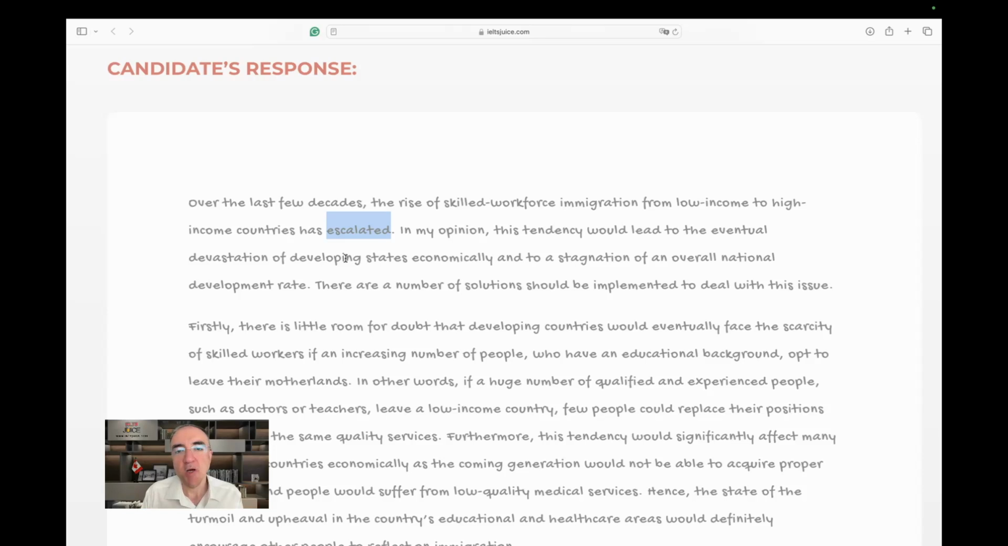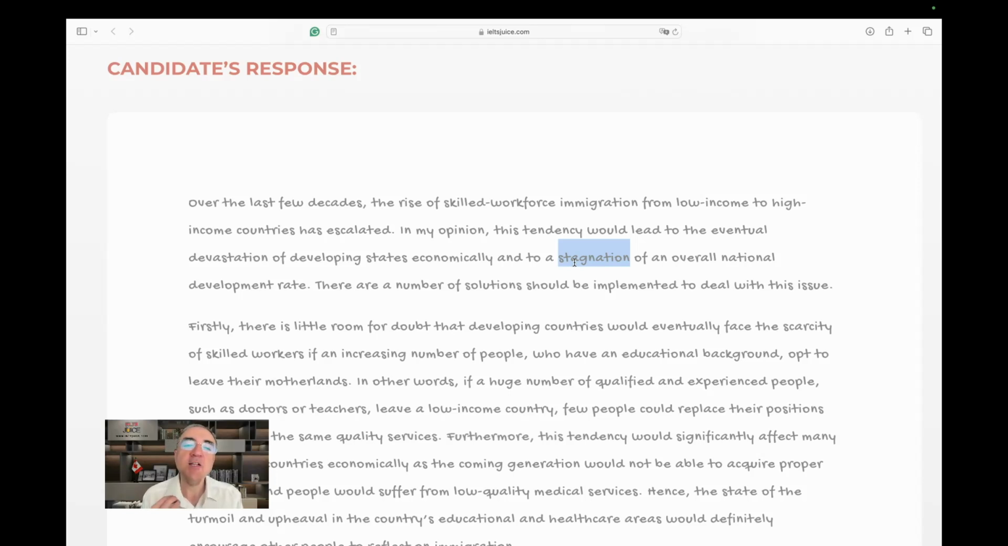But let's see. In my opinion, this tendency would lead to the eventual devastation. It's a powerful word. And again, it shows how unhappy the writer is of developing states economically and to a stagnation. That's another beautiful word, of an overall national development rate. Overall national development rate. I don't know what that is. National development rate. And oh, it's a stagnation of an overall national, their national, I mean the skilled workforce's hometown, home country actually, development rate. I see. Good.